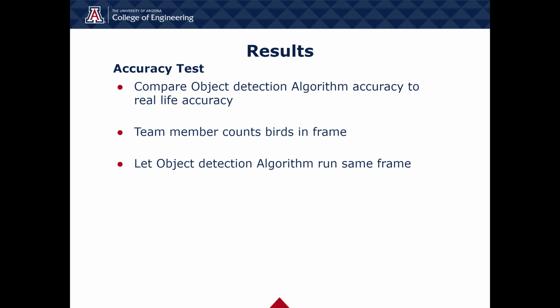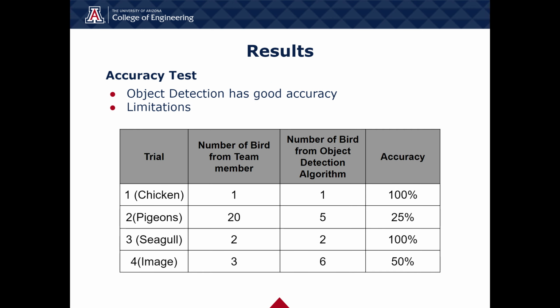For this slide, we tested the accuracy of the object detection algorithm versus real life, which consists of taking a frame and running it through the algorithm, then having one of the team members count the birds in the frame and see how the two compare. Based on results shown here, the object detection algorithm had an adequate accuracy, but it has certain limitations. When we place a picture of a chicken up close, both the team member and the computer algorithm can detect it, but when we tested the image of the pigeons, the detection algorithm only detected a fourth of what the team member counted in the image. You will see this demonstration later on in the presentation.